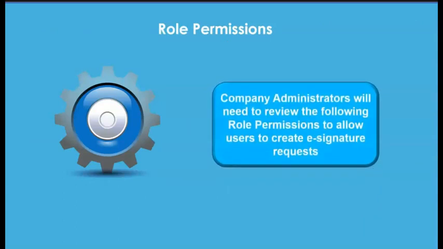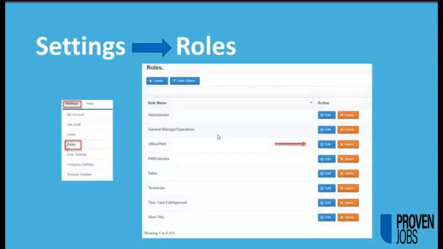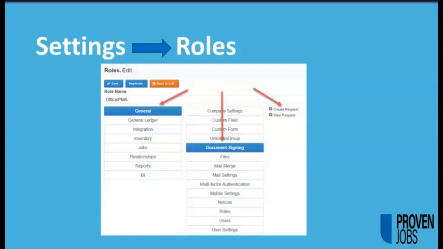Let's start off with looking at role permissions. Company administrators will need to review the following role permissions to allow users to create e-signature requests. In Settings, Roles, find the role that you wish to review the permissions. In this session, we're going to look at the Office PMA role. We're going to click on Edit. In General, we want to select Document Signing. In here, we need to ensure that Create Request and View Request have been selected.